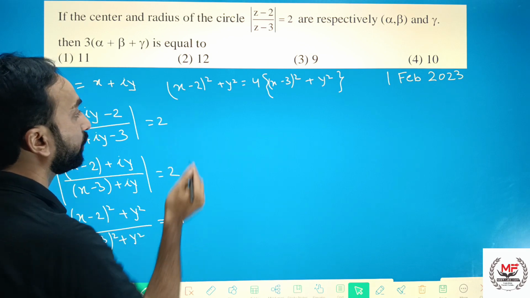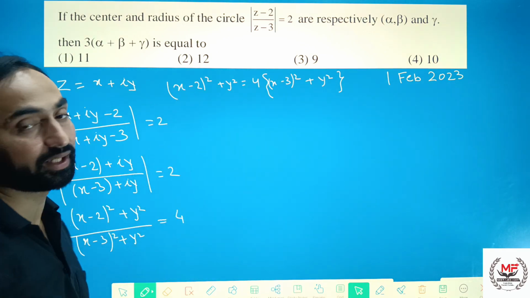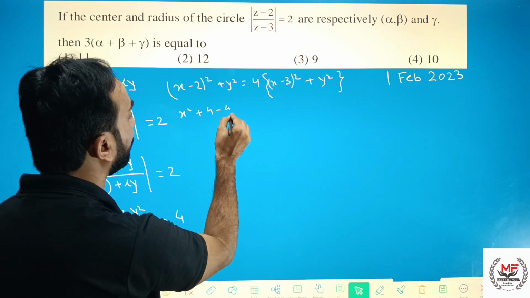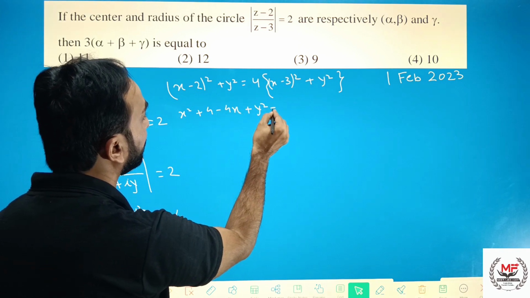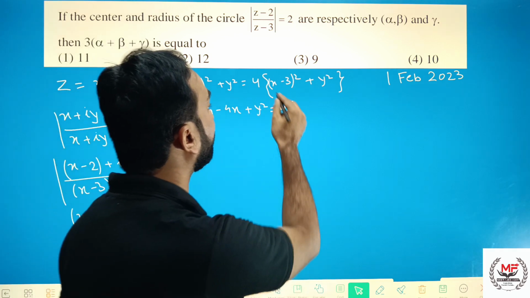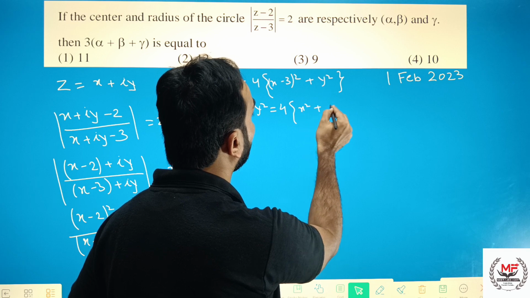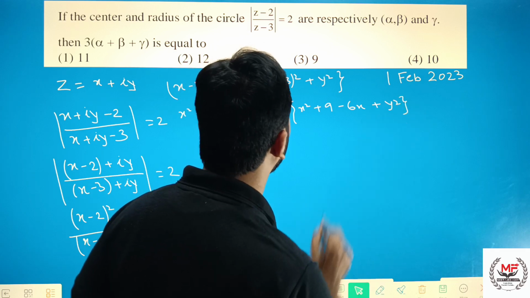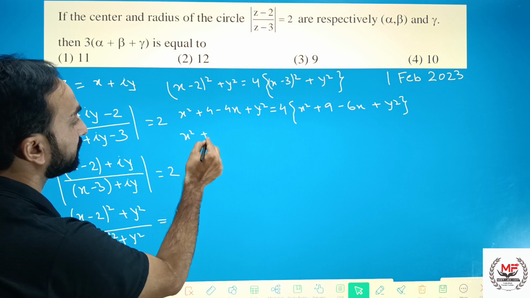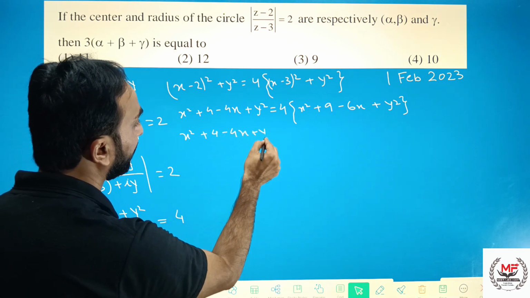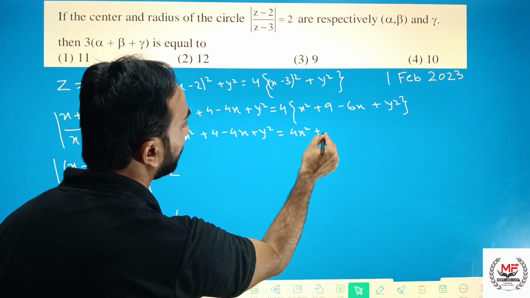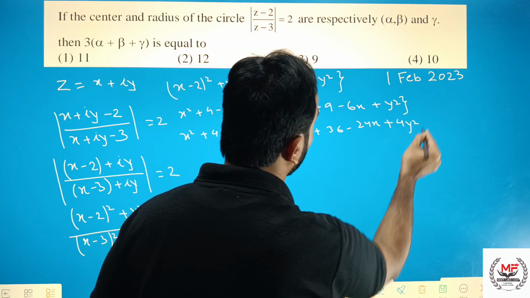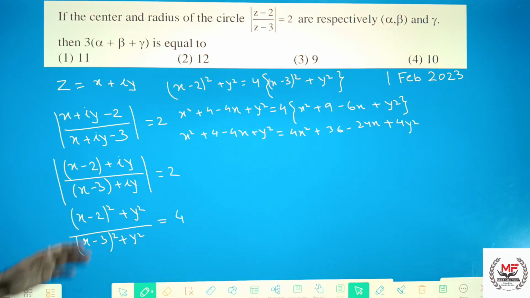Now the rest we have to do is just put the formula: (a − b)² is a² + b² − 2ab. That is x² + 4 − 4x + y² is equal to 4, and in the bracket we have (a − b)², that is x² + 9 − 6x, and here again it will be y², right? So the final term we will get here is x² + 4 − 4x + y², and when we multiply the 4, x² into 4, 4 into 9 is 36, minus 24x plus 4y². So this will be the final output after multiplying all the terms.